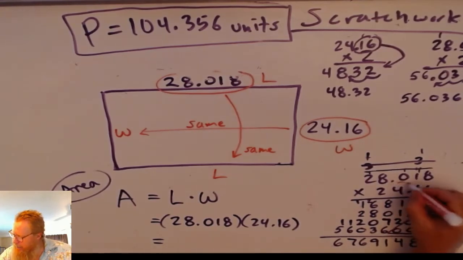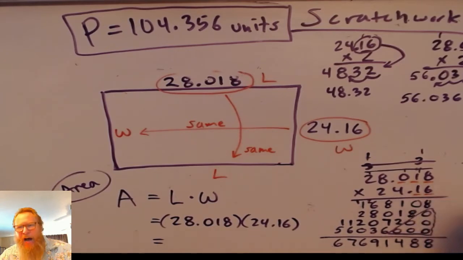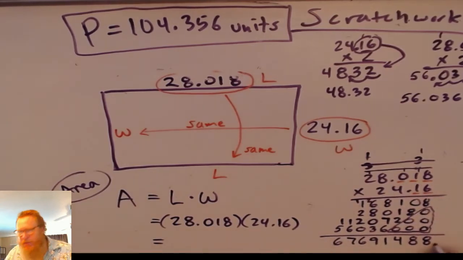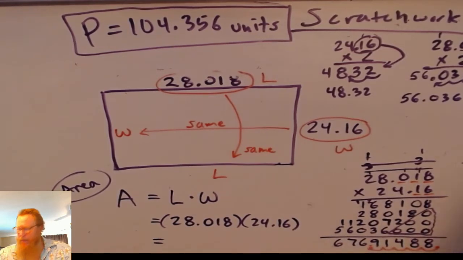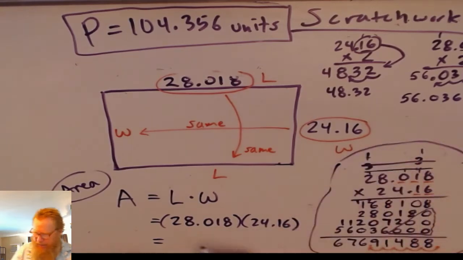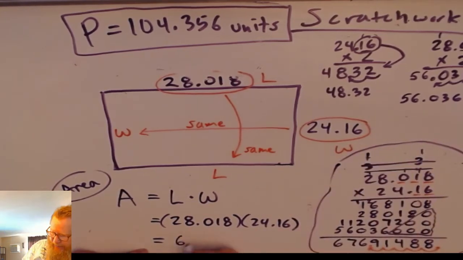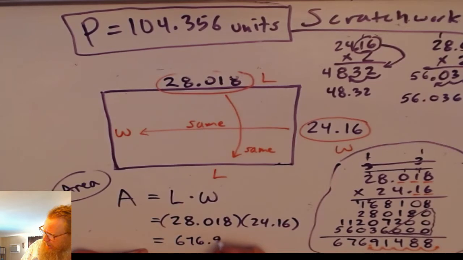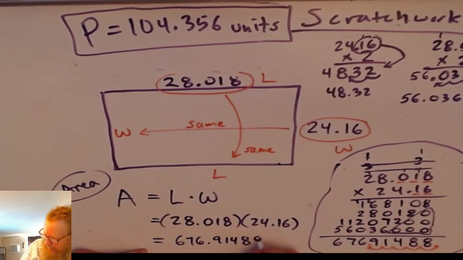Now you want to count your decimals. 1, 2, 3, 4, 5 places. So start over here and move 1, 2, 3, 4, 5 places. This was my scratch work. My answer is 676.91488.